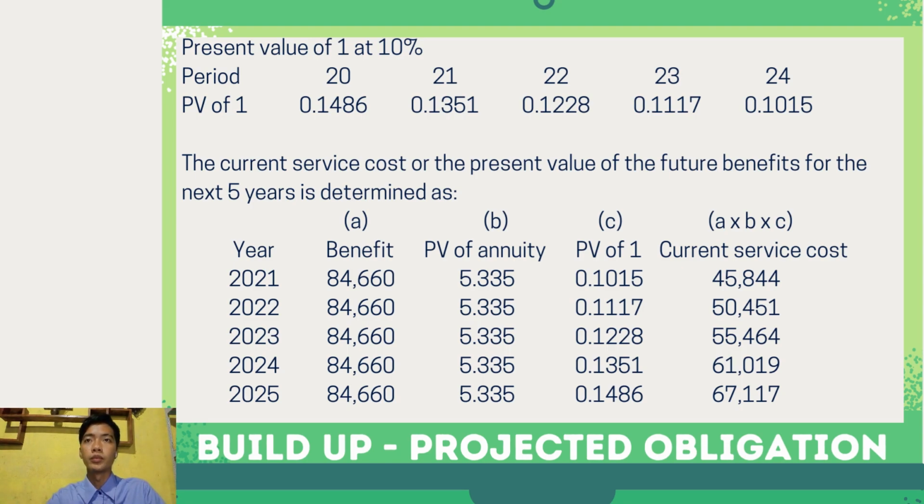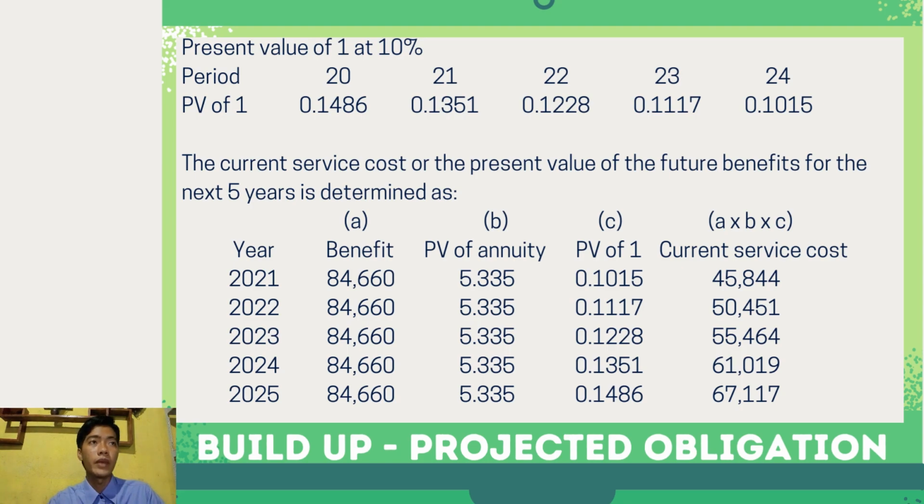Yung period, PBO 1 sa kada period. Then, the current service cost or the present value of the future benefits for the next 5 years ay makikita rin dyan. So, yung the annual benefit is multiplied by the PV of an ordinary annuity of 1 at 10% for 8 periods or 5.335. Kaya makikita nyo dyan yung PV of annuity na 5.335 ay the same kada year. Because the annual benefit is to be paid only over 8 years from retirement.